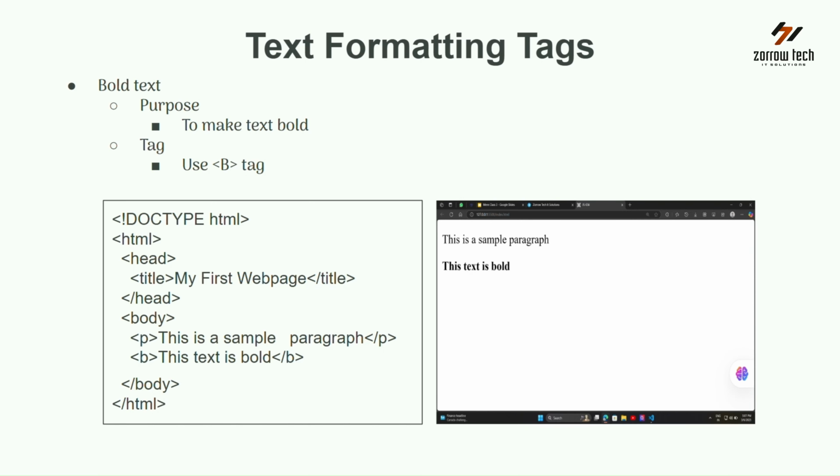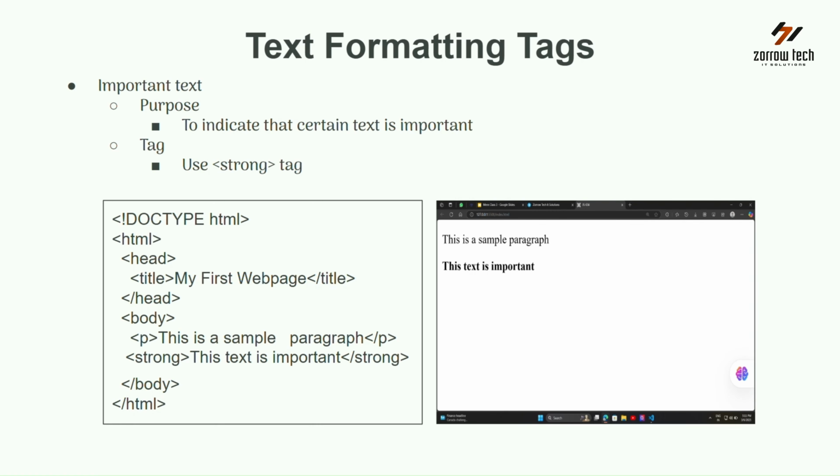Bold text. To make text bold, use the B tag. This is great for drawing attention to specific words or phrases. For example, you can write "This text is bold" to make it stand out. Important text. If you want to indicate that certain text is important, use the strong tag. While it also makes text bold, it adds semantic meaning, telling browsers and screen readers that this text has strong importance. For example, "This text is important."